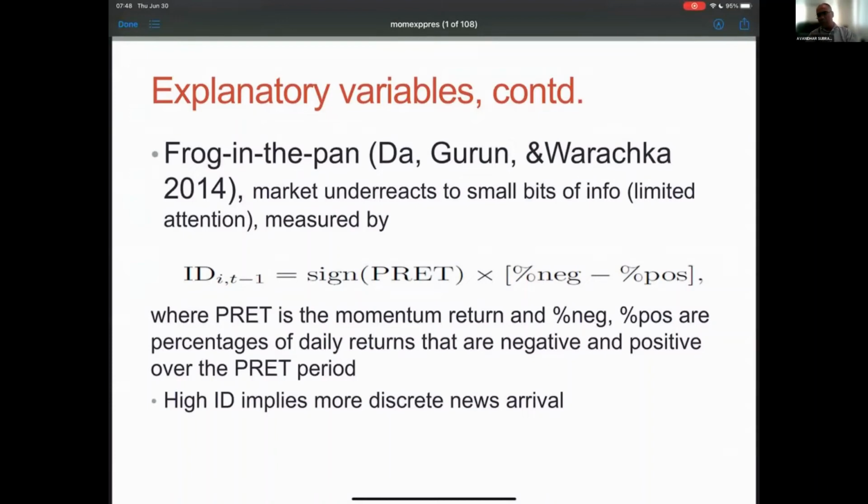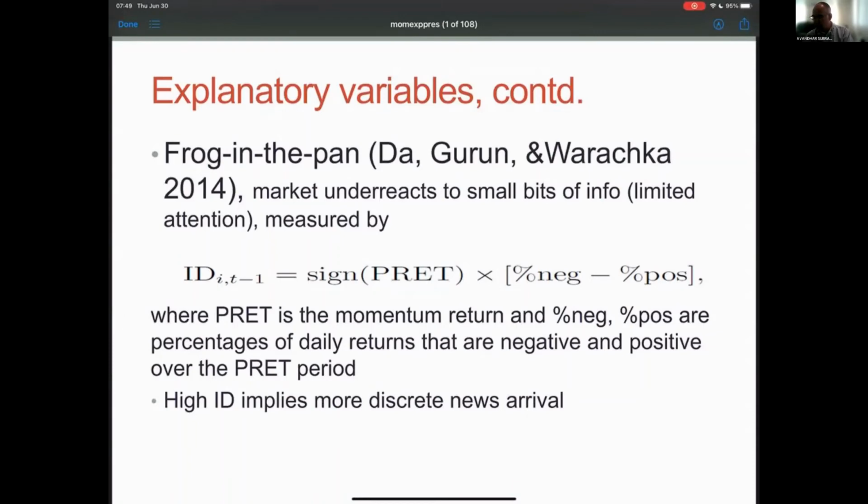So I want to reiterate the intuition here so that you make sure that we have a punchline. This is the ID variable. This ID variable is measured by multiplying the sign of the momentum return with the following number: the difference between the percentage of days on which the return is negative minus the percentage of days on which it's positive, right? And the percentage is calculated for daily returns. So the percentage of days in which the return is negative and the percentage of days in which the return is positive are measured over the same period over which the momentum is measured.